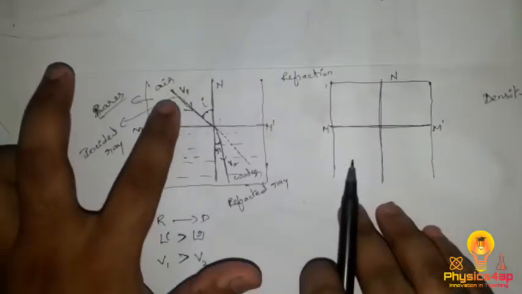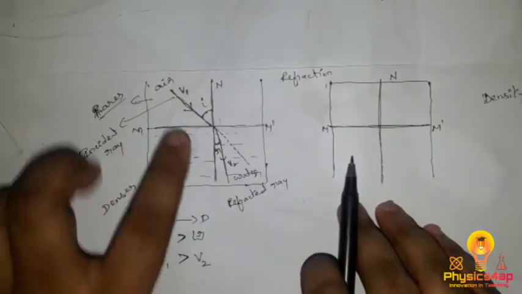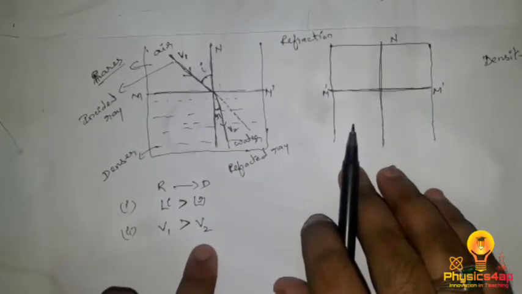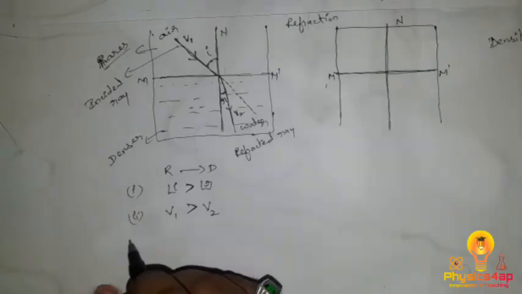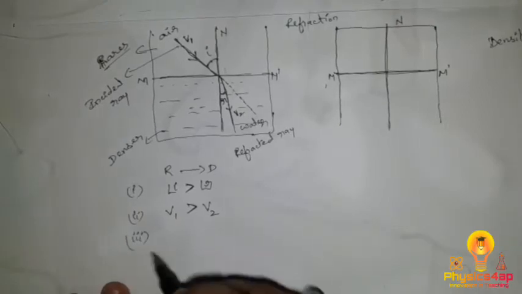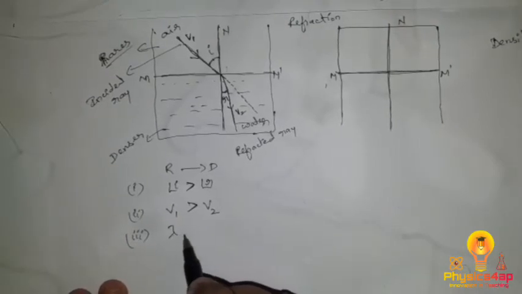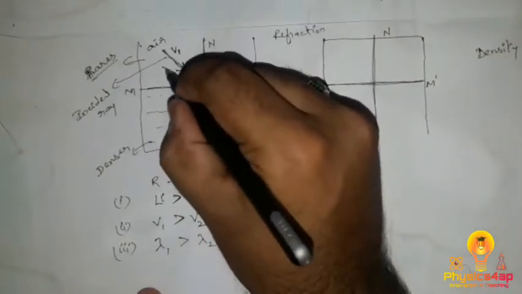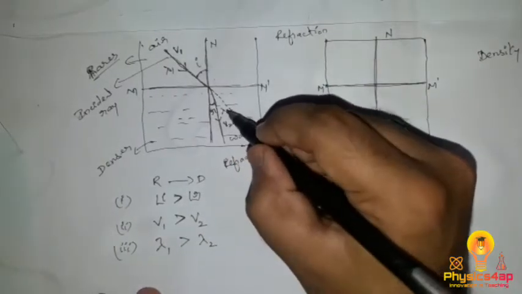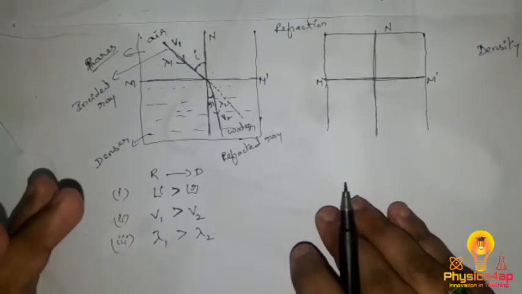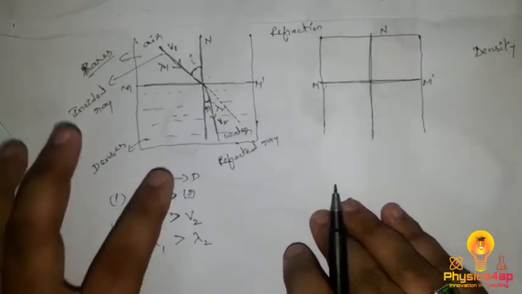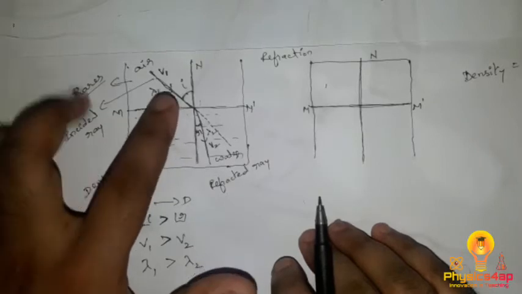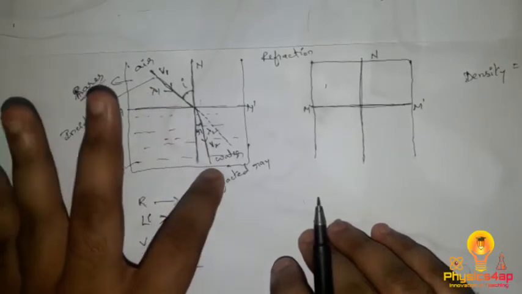Is it clear? Now the velocity of light in the rarer medium is greater than the velocity of light in the denser medium, that is V1 is greater than V2. And we have another case, that is number 3, the wavelength lambda of the light, lambda 1 and lambda 2. So the wavelength of the light is also greater in the rarer medium when compared to the denser medium, that is, the wavelength of the light is greater in the first medium and less in the second medium.